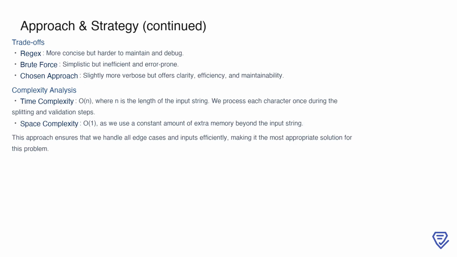When analyzing the complexity, this method demonstrates strong performance characteristics. The time complexity is O(n), where n is the length of the input string. This is because we process each character exactly once during the splitting and validation steps. The space complexity is O(1), as the solution uses a constant amount of additional memory beyond the input string itself. By combining these advantages, this approach ensures that we handle all edge cases and inputs effectively, making it the most appropriate and practical solution for validating IP addresses.